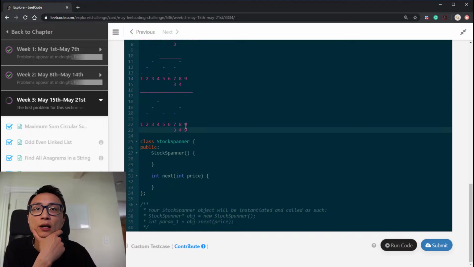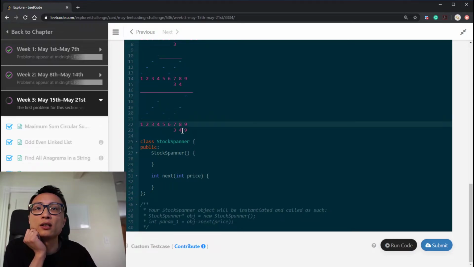So if we are at day 9, is there something that day 8 can provide us that can ease our effort of looking back all the way day by day? There is actually something that we can do. In day 8, we summarize the span for day 8 and also the price for day 8.